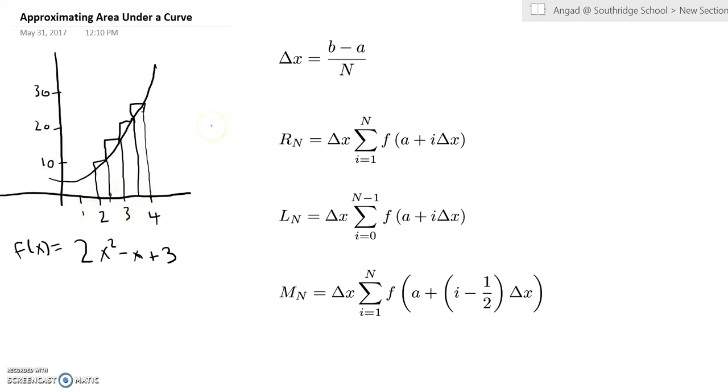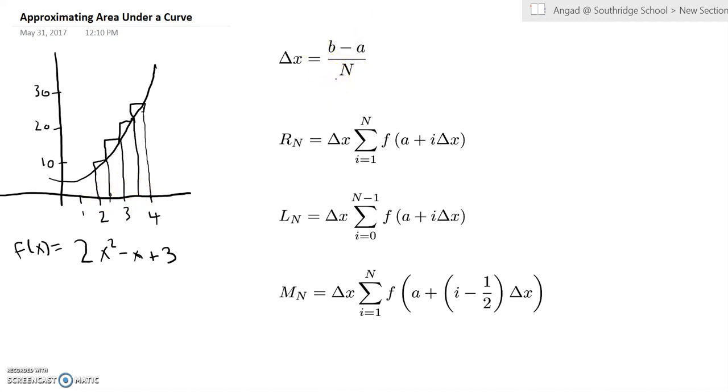Just to show you how this equation works, if we take 4 minus 2, B minus A, we get 2. 2 divided by N is going to be 2 divided by 4, because we have 4 rectangles here. And 2 divided by 4 is a half. As we determined before from this diagram, our delta x, the change in our x values between the rectangles, is a half. So that's how this equation works.